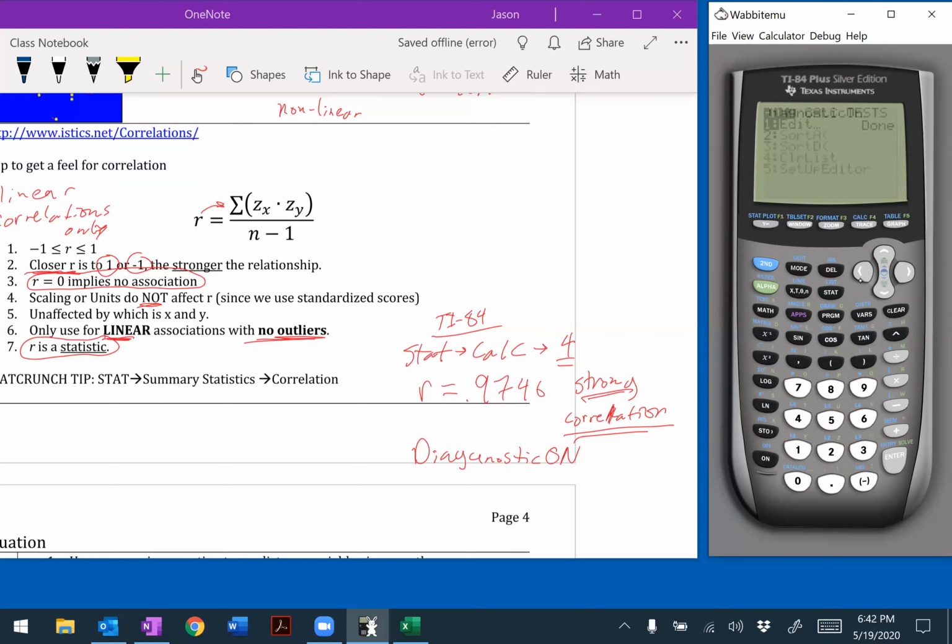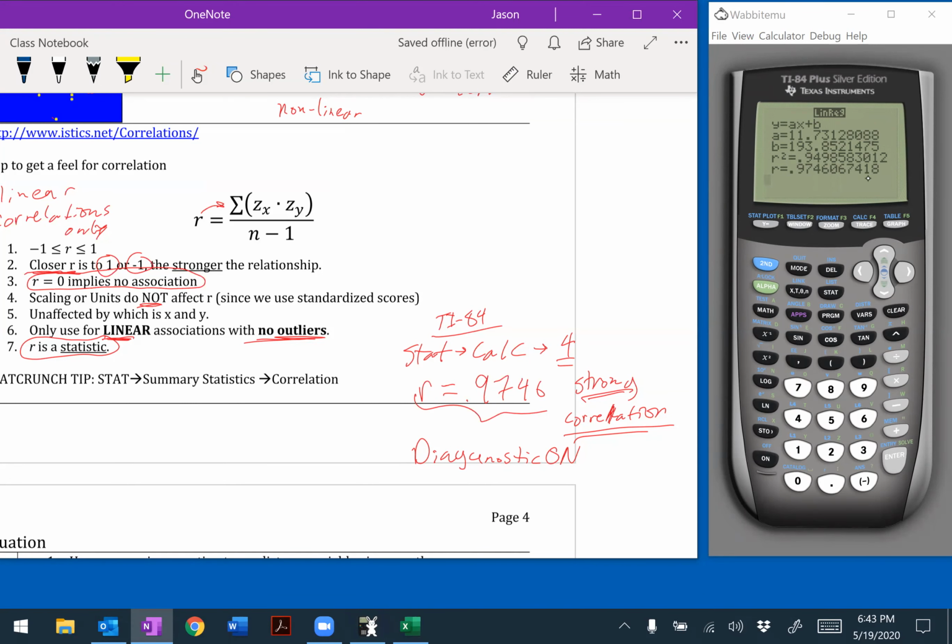So when you go back in and you do stat calc 4, okay, and you just hit enter, enter, enter, enter, enter, enter. You just enter it all the way. It should come up with that correlation coefficient. Okay, it's called the correlation coefficient or your R value. Okay, should come up with that value.